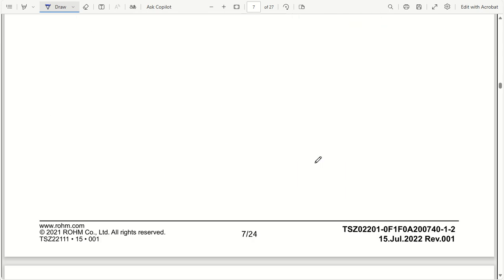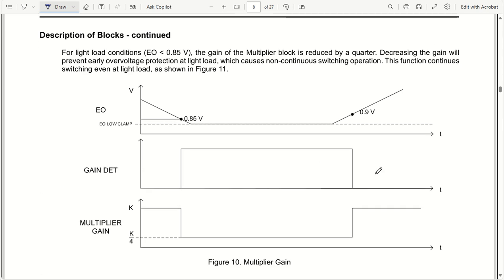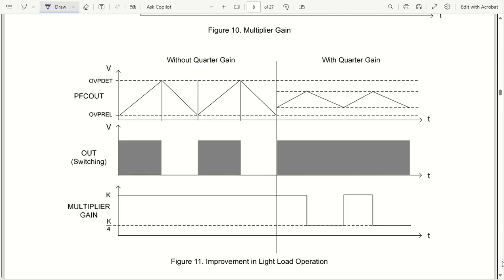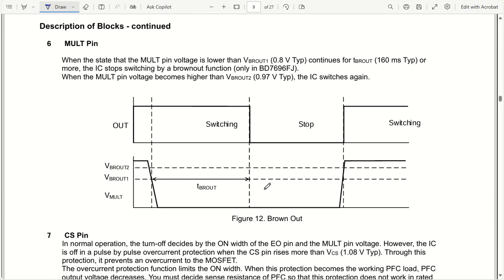Now let us talk about the next one, which we have already seen. Multiplier pin. What is happening in the multiplier pin? This particular output is there which is going to drive the gate output. So that is how the multiplier pin works.